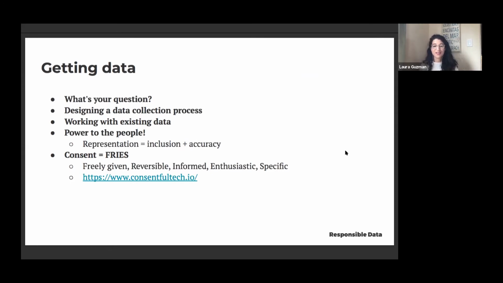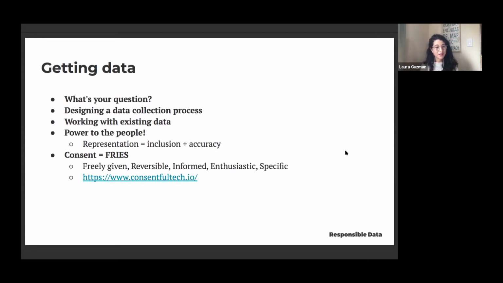Oftentimes, there can be a lot of excitement in running out and going and collecting data and doing surveys and seeing what's working, seeing what's not working, seeing what people need. But if that doesn't start with a specific concrete question, we've found that that can lead to things like collecting too much data, collecting data that could actually end up harming the folks that you're working with. It could lead to collecting data in a way that the people from whom you're collecting the data don't really feel comfortable.